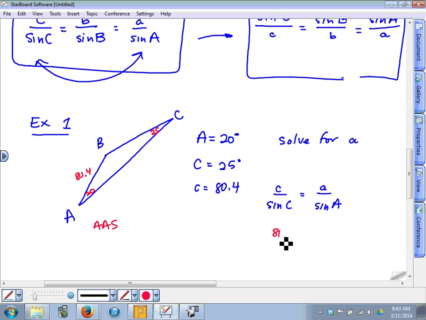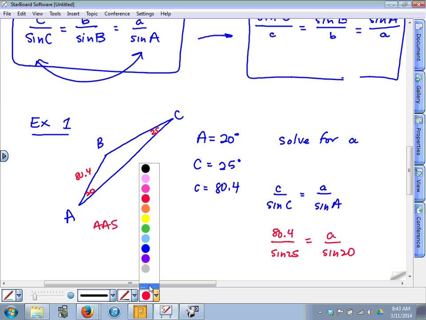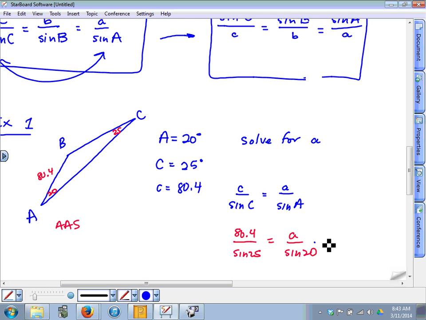We know that little c is 80.4 divided by the sine of 25. That's equal to a, the unknown side, over the sine of 20. We only use those two pieces to form an equation because we can only have one equal sign. These are pretty easy to solve once you've set it up.